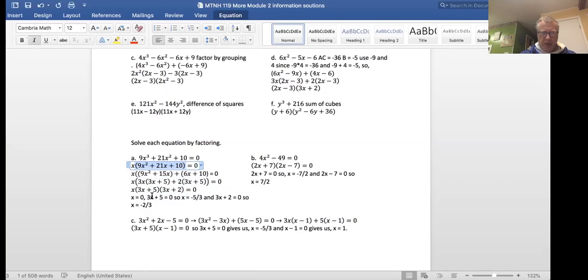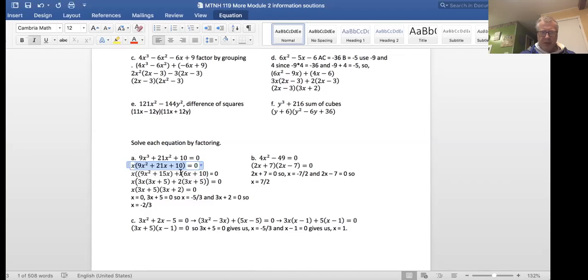Okay, now I set each factor equal to 0. Why? Because I'm multiplying three things. I'm multiplying an x, a 3x plus 5, and a 3x plus 2. If multiplication equals 0, at least one of those numbers has to be 0. So x could be 0. There's nothing to solve there.